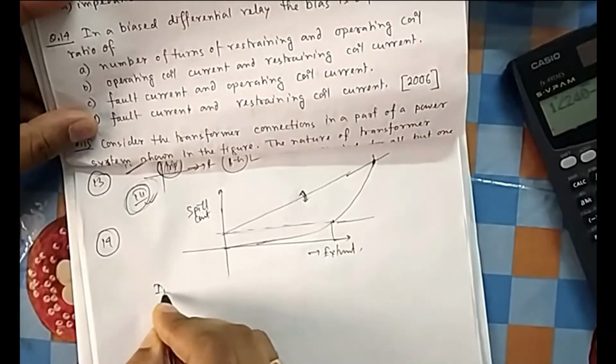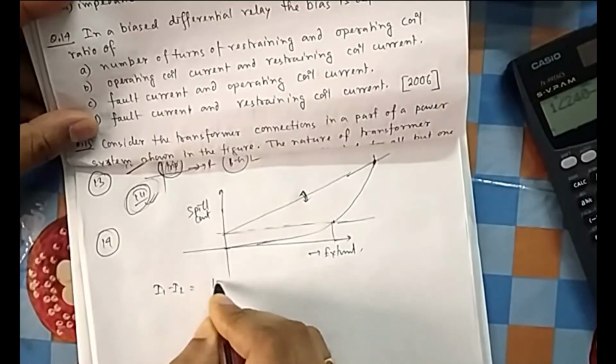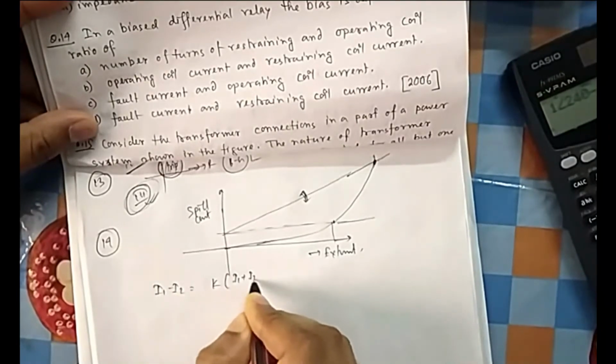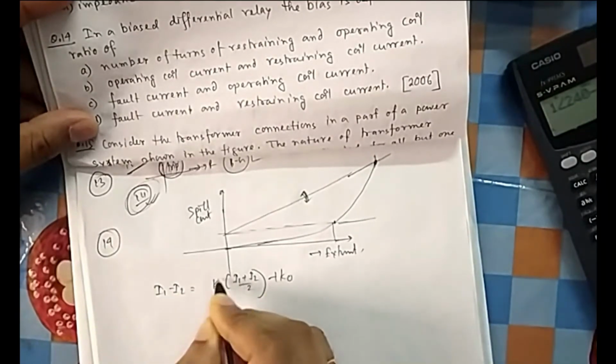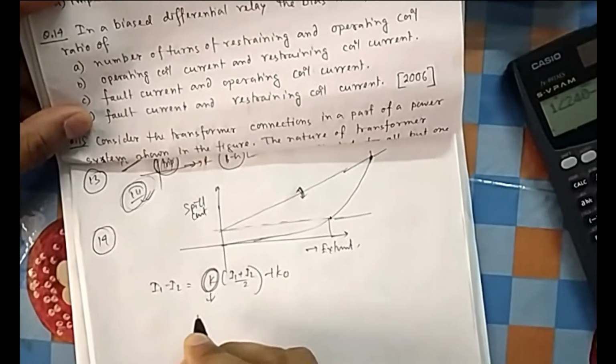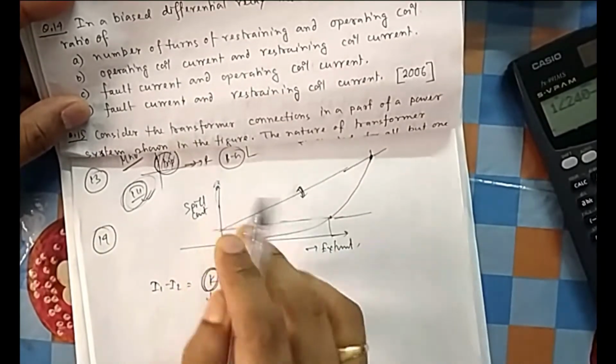So you can remember this formula. This was I1 minus I2. I will give you a link. K into (I1 plus I2) by 2 plus K0, where this K is nothing but your biasing ratio. That means your spill current.